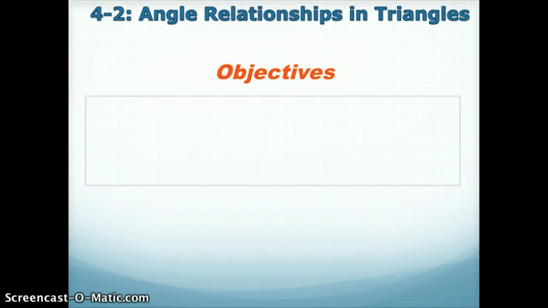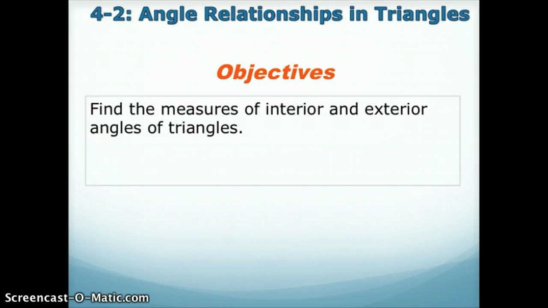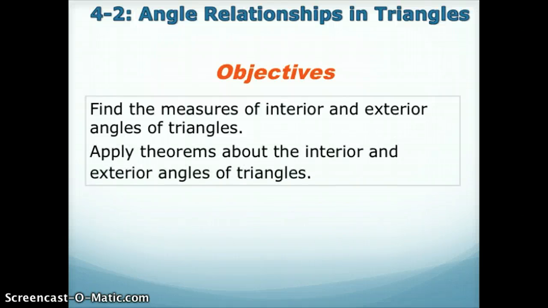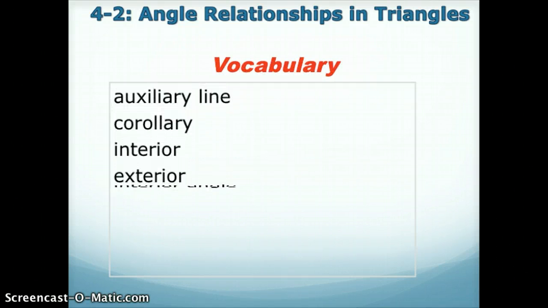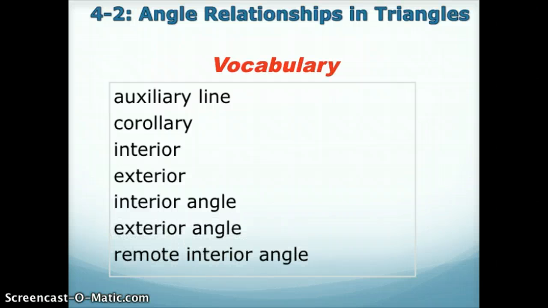To continue on learning about triangles, today we're going to work with the angle relationships in a triangle. So our goal is to find the measure of interior and exterior angles of triangles and also to apply theorems about the interior and exterior angle of triangles. The words that we're going to need to learn for today: auxiliary line, corollary, interior and exterior angles, and also remote interior angles.